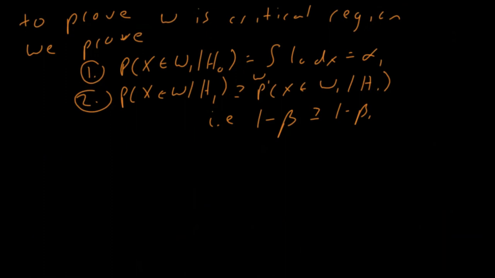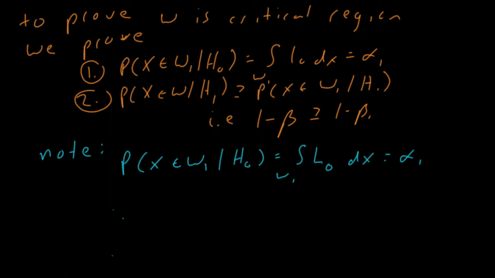So to prove W is the critical region, we're going to prove first that the probability that X is an element of W1, given the null hypothesis is true, is equal to the integral across W1 of L naught dx, which is equal to alpha 1. Note we've already proved step 1 by definition, because we have already defined the probability of X element of W1 given the null hypothesis is true, across the integral of L naught dx, as equal to alpha 1. Alright, so we must now prove step number 2.